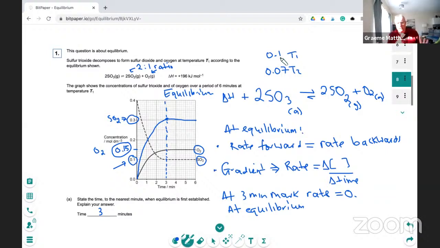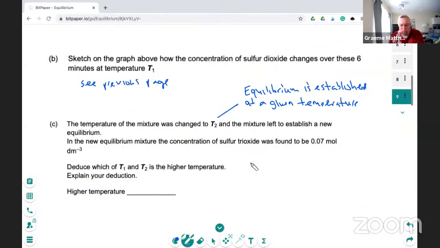All right. So chemists, again, they're going after the temperature one. But we know to put our enthalpy symbol on the left-hand side for endothermic and right-hand side for exothermic. So here we are. At T2, the concentration of SO3 is lower, it's gone down, right? It's 0.07 as compared to 0.1.